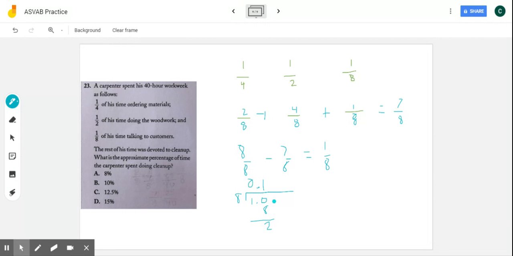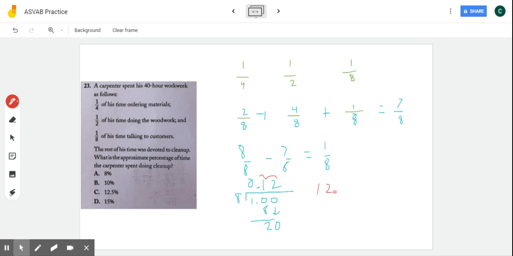8 doesn't go into 2, so we add another 0 and then bring that guy down. So 8 will go into 20 twice without going over. 8 times 2 is 16. So 2. And again, it tells us what's the approximate percentage of time. So I'm just going to stop there because we don't need to get the perfect decimal. I already see that if I multiply this by 100, I move the decimal point to the right 2 places, and that's 12.